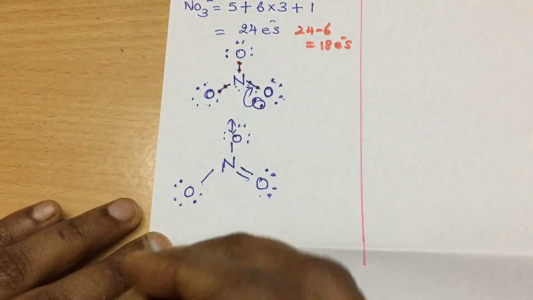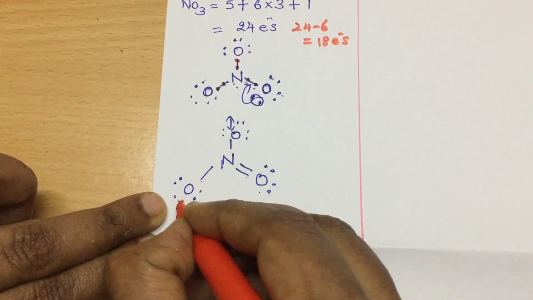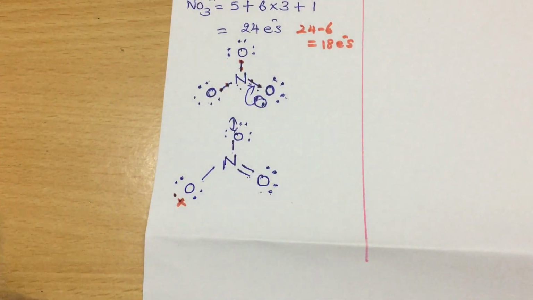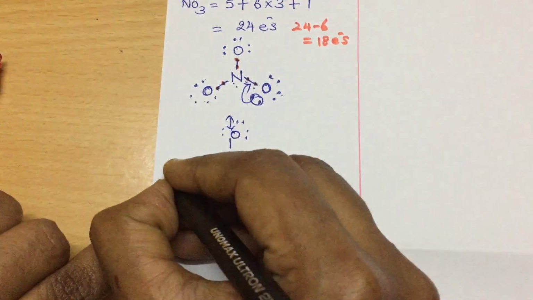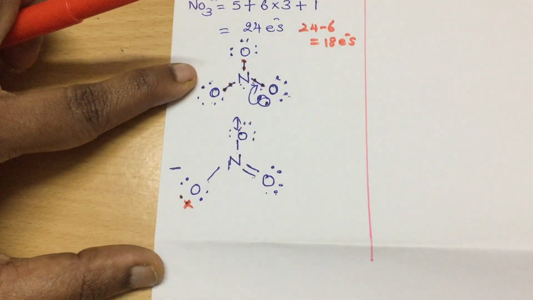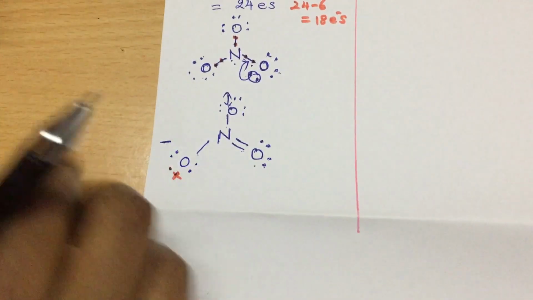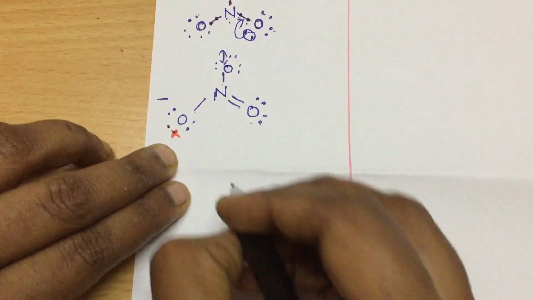That means an extra electron. The extra electron I am going to represent as X. It is also an electron, but it is an extra electron. Since this oxygen has the extra electron, I am going to give the minus charge to this oxygen. So where is it derived from? See students, where is it derived from?